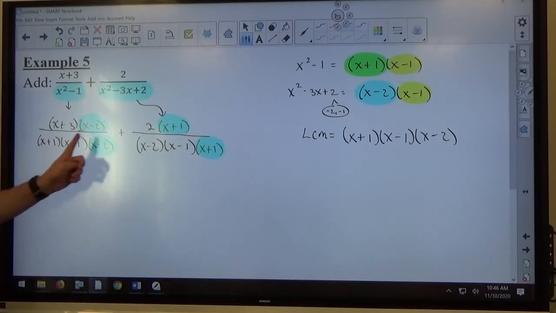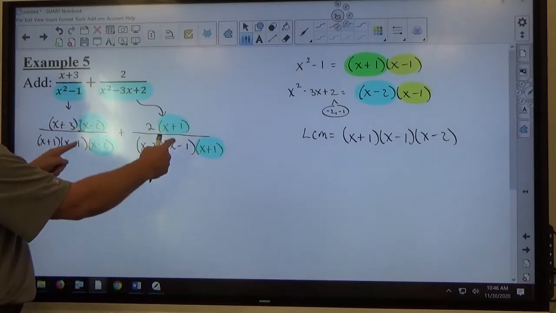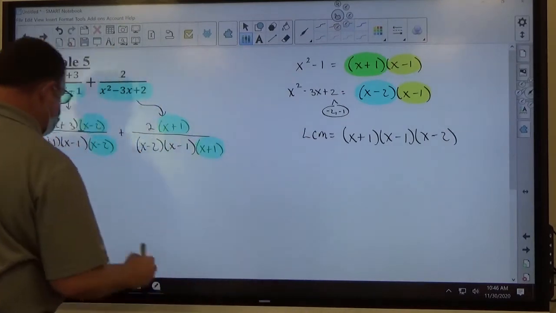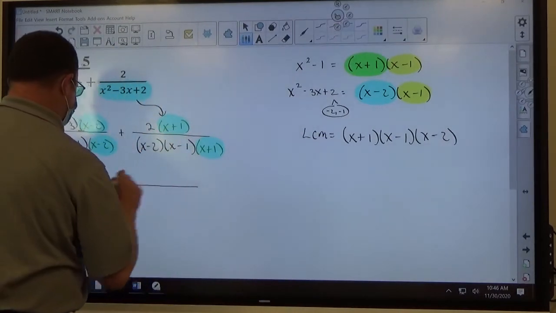Once you've created the common denominator, now they're both (x + 1)(x - 1)(x - 2). The order doesn't matter about the pieces, but they have to have the same pieces. Once they're the same, now you have a common denominator. What's left to do now is to add the tops together. On top, I do have to multiply things together.